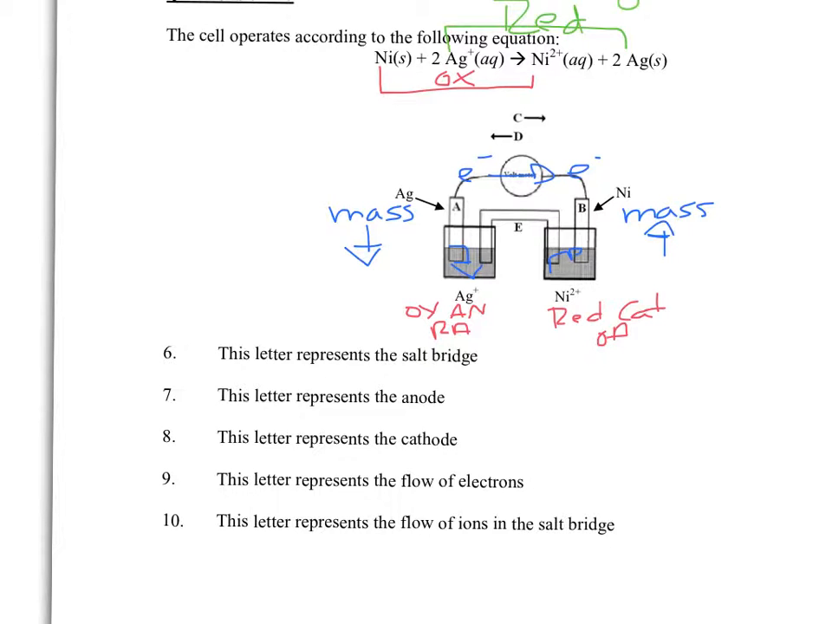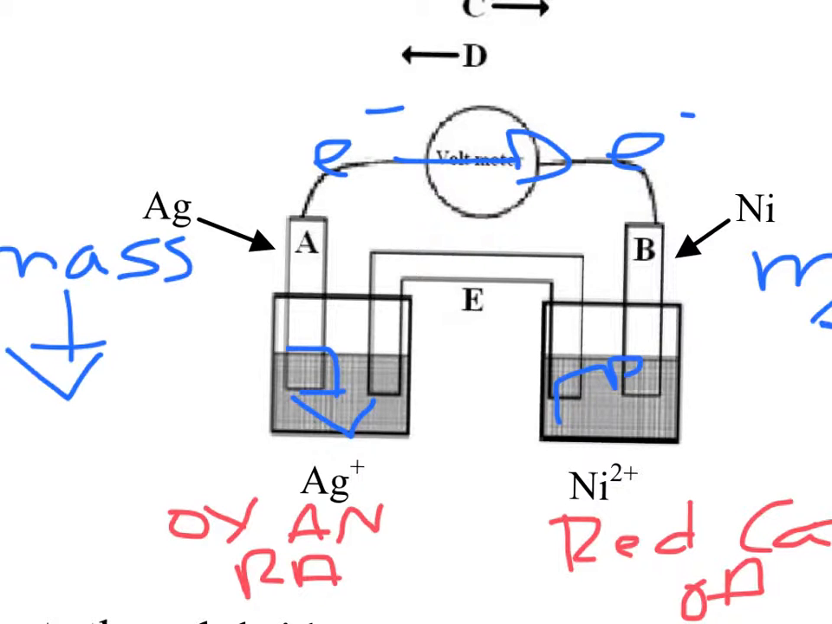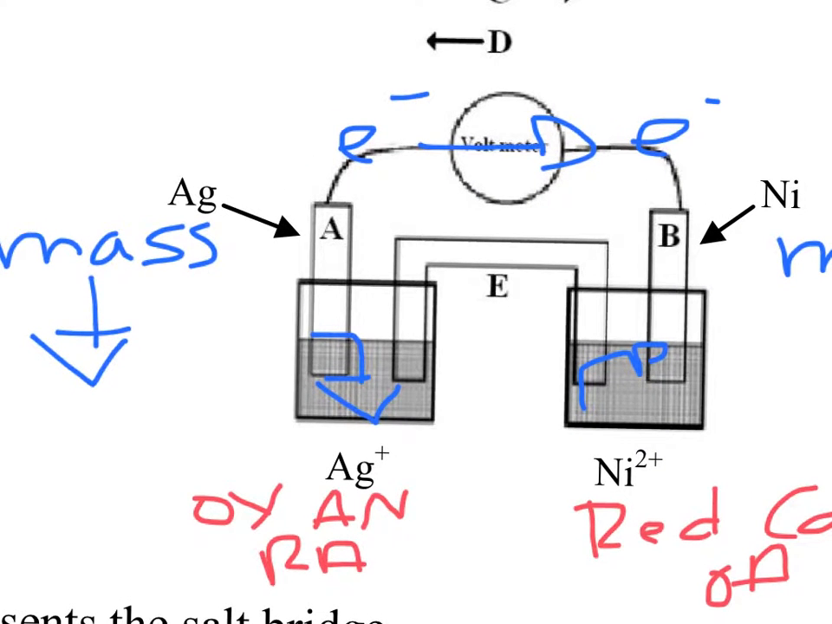Now, this is the good one. What do we always use as a salt bridge? Potassium nitrate. Now, what part of the salt bridge went to the anode? The anion. Remember, that's where it got its name. The anion goes to the anode. The cation goes to the cathode.